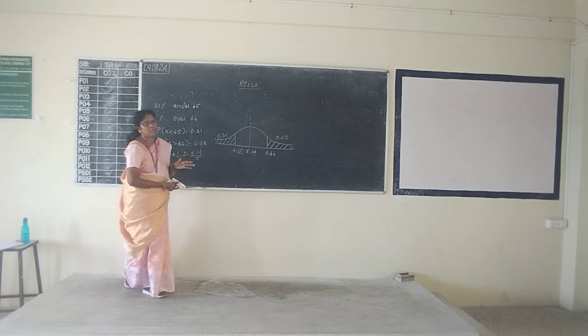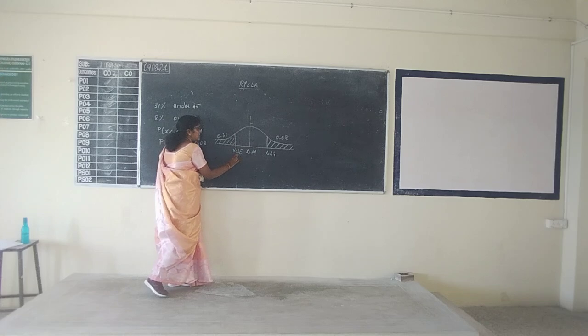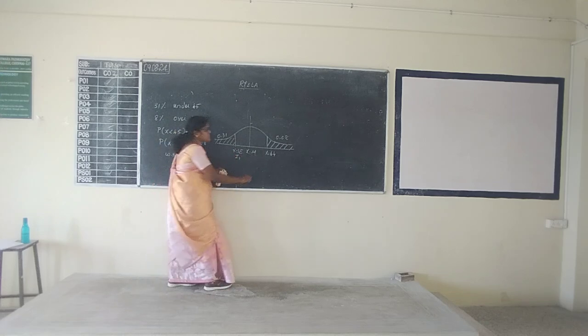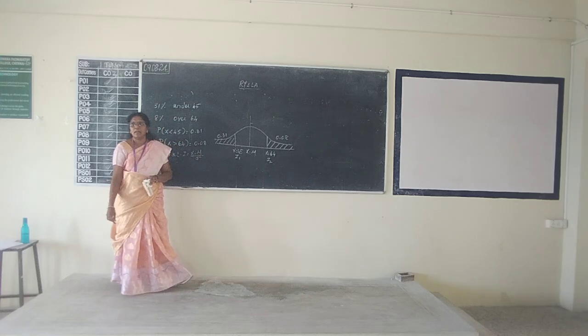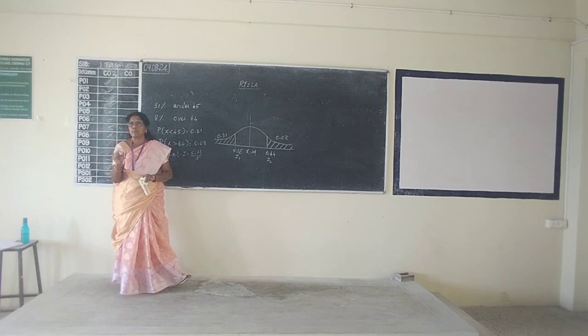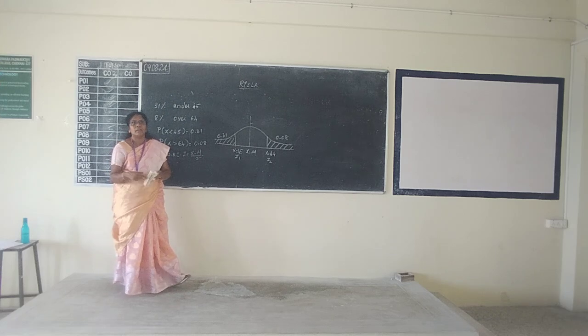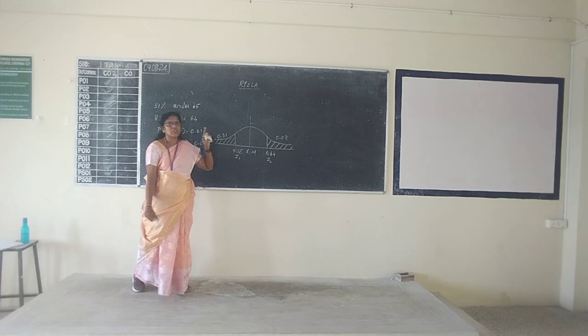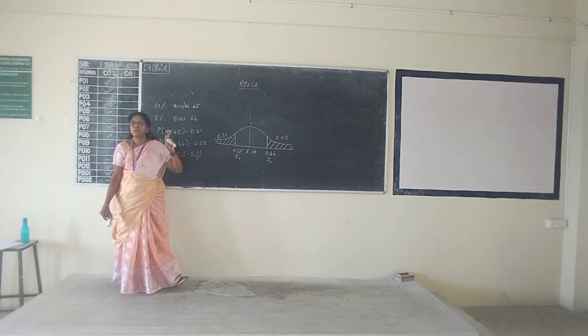Say that I'm going to assume that when x equal to 45, my z value is z1. When x equal to 64, my z value is z2. Now, from your normal table, you have to identify what is your z1 and z2 using your normal table. A normal table is going to have a value only from 0 to z.